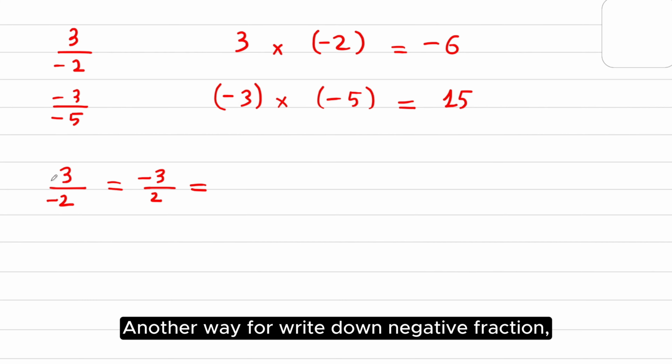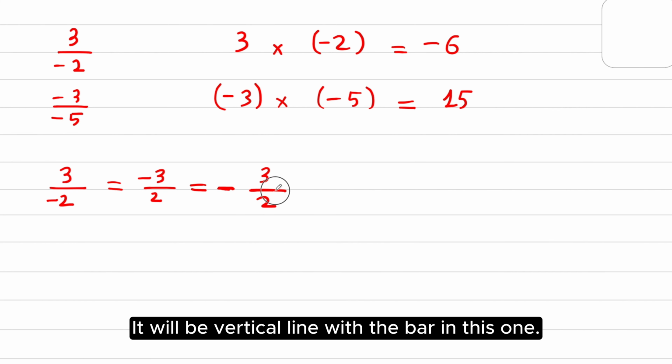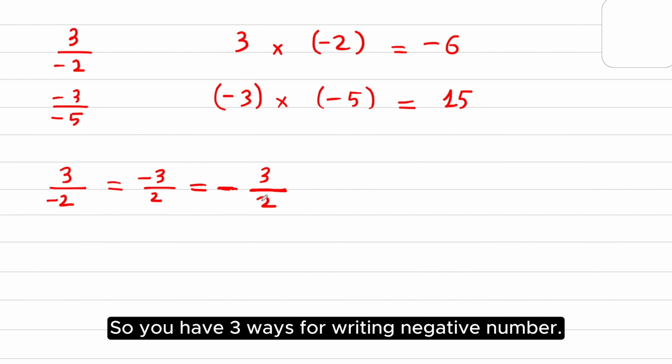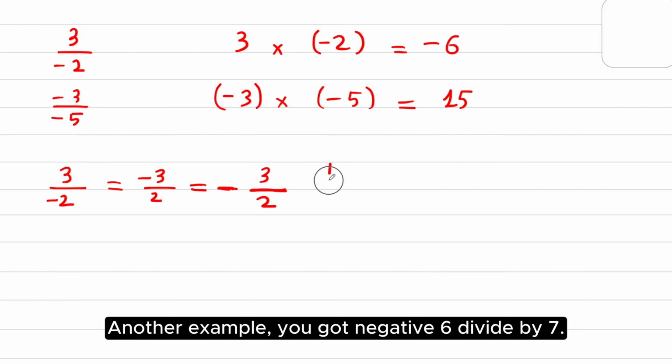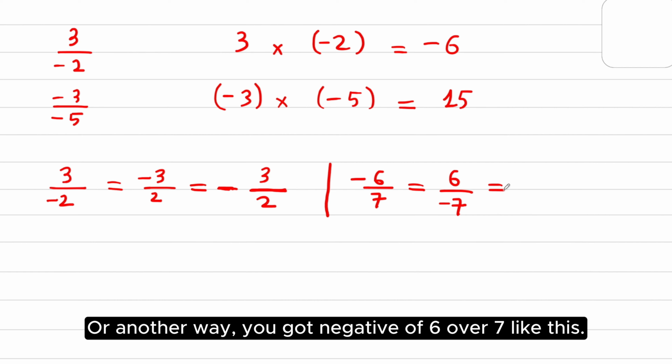Or another way to write a negative fraction, you can write the minus sign in this position. Yeah, the minus sign here means a vertical line with the bar in this one. So you have three ways of writing a negative fraction. Okay, another example: you have negative 6 divided by negative 7. You can write it like 6 divided by negative 7 like this, or another way, you have negative of 6 over 7 like this.